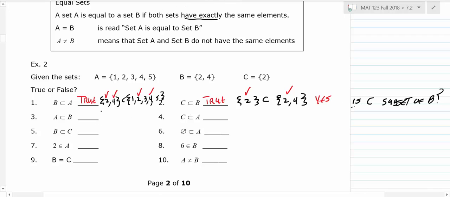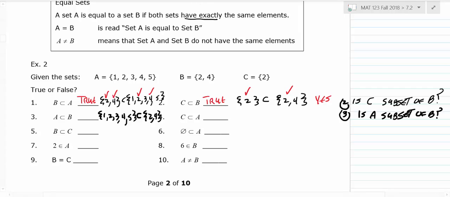Next problem, number 3. I'm going to put some scratch work at the side here. Write this down if you need to. This is saying, is A a subset of B? You can do it in your head if you want to, but let's see. A is the set 1, 2, 3, 4, 5. We're asking, is that a subset of 2, 4? Well, here's what you do. Is 1 also a member of B? No. So it's false. That's all you've got to do. Nothing else matters. So it's not a subset.